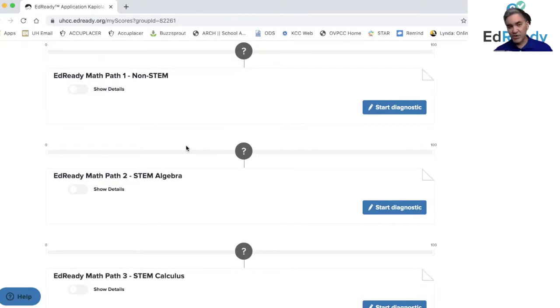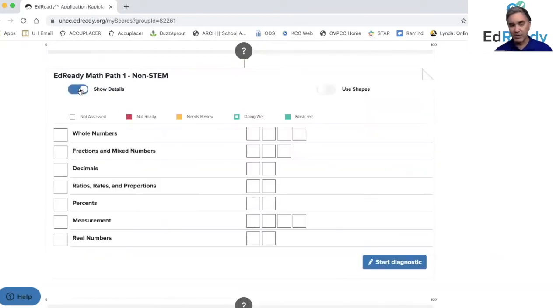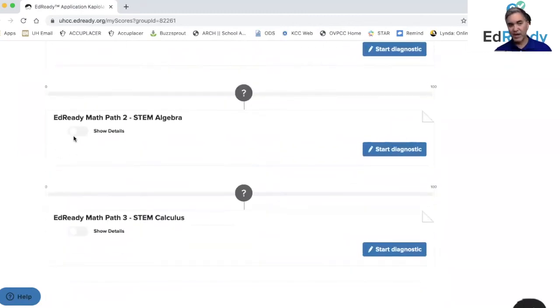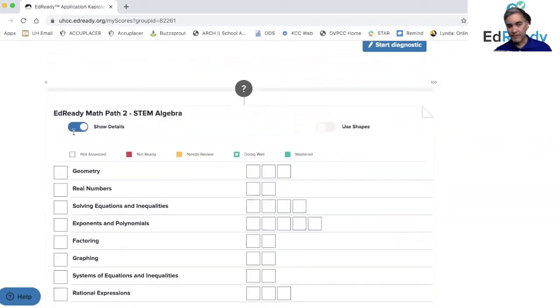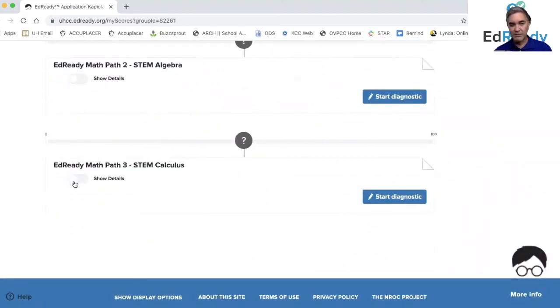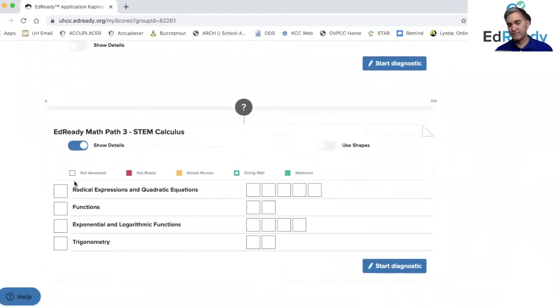And let me show you an example of maybe path 1. This is what you're going to learn in path 1. And actually, let me show you path 2 and 3 as well. So here's path 2, all the problems you're going to be tested on, and then path 3.